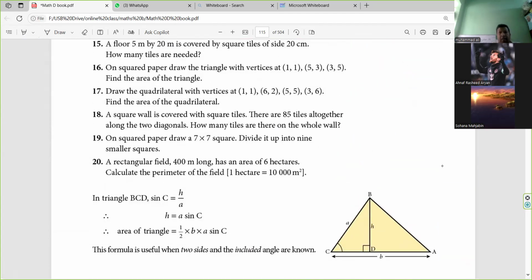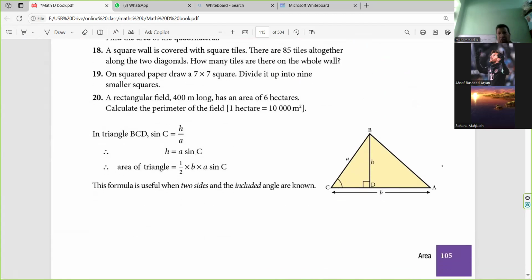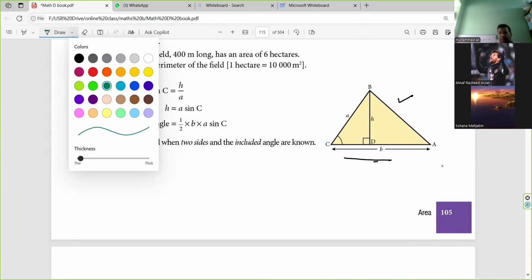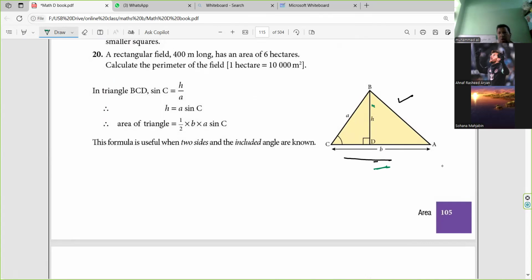Okay. Now the second topic, area of triangle. If you consider this figure, this is a triangle. This one is base. This one is height. Or if there is no vertical height, if you think this is one side, that one is another side, and between these two sides there is an angle, we can use the formula for area of triangle in two ways.